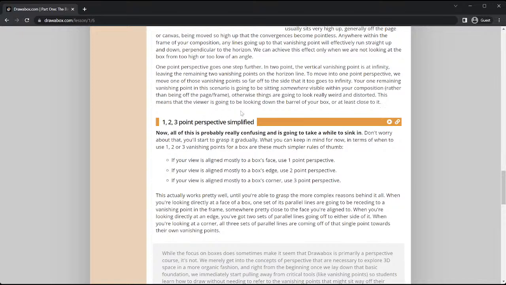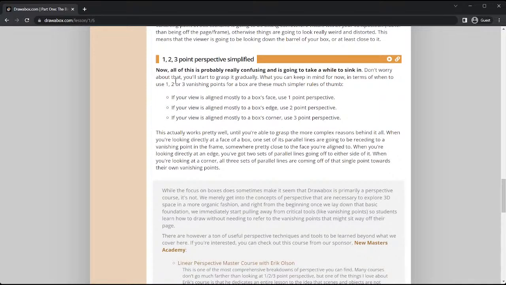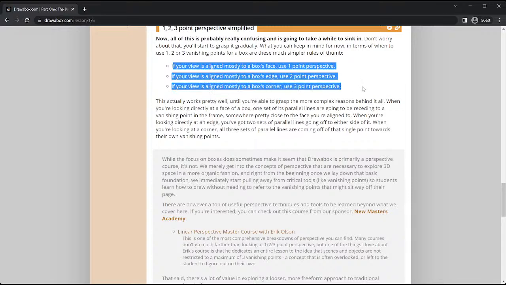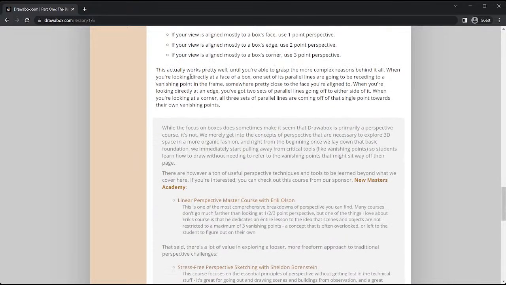This means that the viewer is going to be looking down the barrel of your box, or at least close to it. Down the barrel of your box, there you go. All this is probably really confusing, and it's going to take a while to sink in. Don't worry about that. You'll start to grasp it gradually. What you can keep in mind for now in terms of when to use 1, 2, or 3 vanishing points are these rules from the video. This actually works pretty well until you're able to grasp the more complex reasons behind it all.